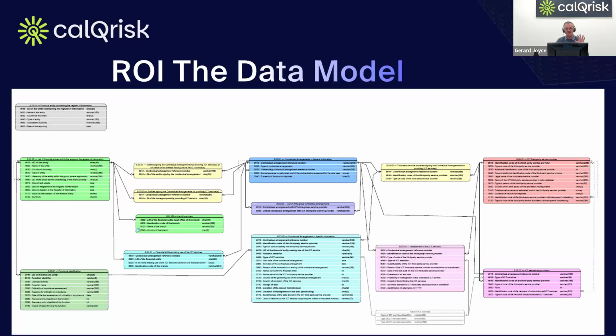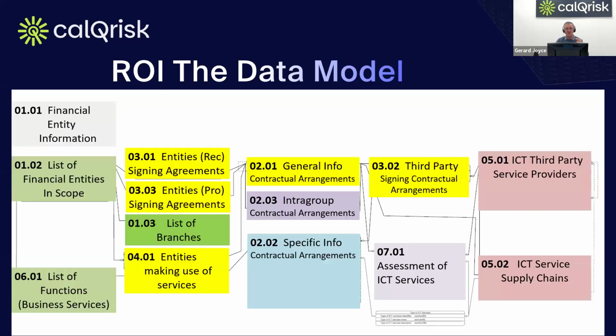Don't panic, but this is the Register of Information data model, and this is available on the EBA's website. Get yourself a copy of this. There's a few pages detailing the detail behind each of these tables. There are 14 tables here. That white one at the bottom is not a table, but 14 tables. And if I just move on to the next slide, so you're not trying to read that last one, this is what those 14 tables are.